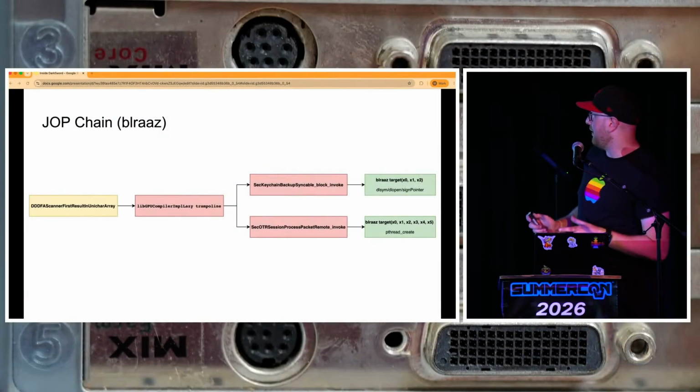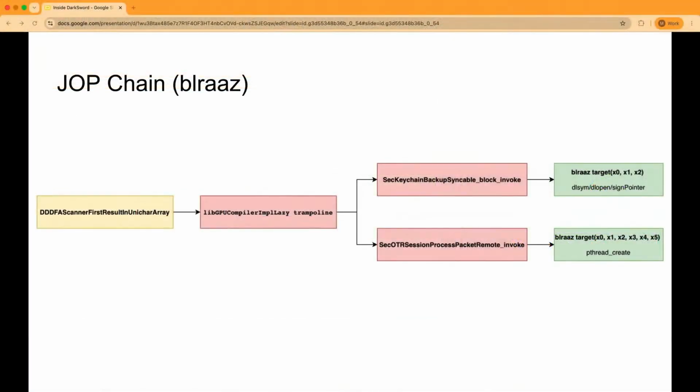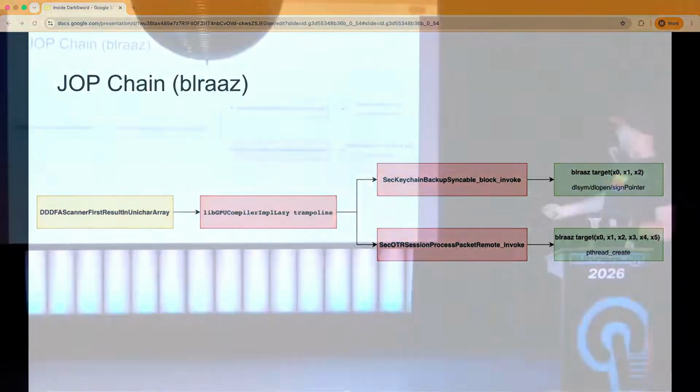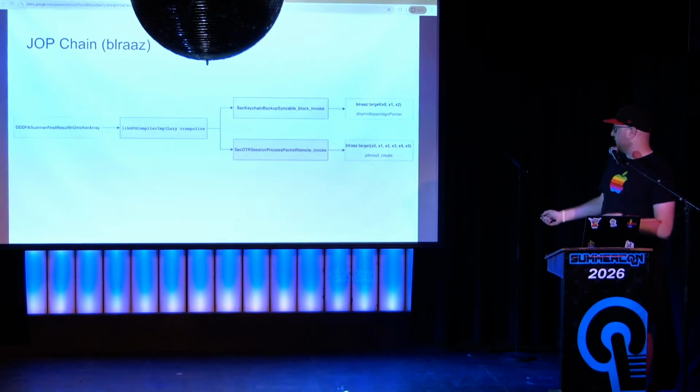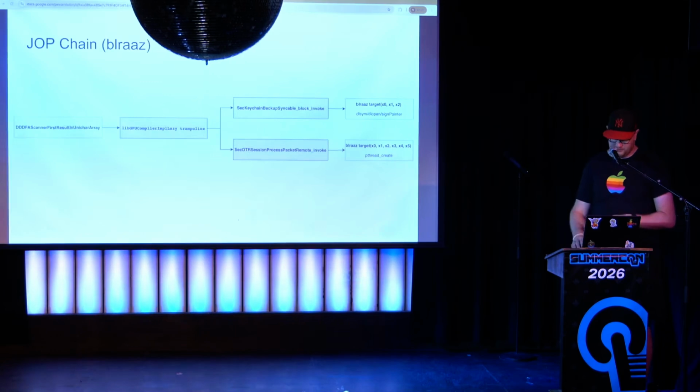So if we draw this up, this looks basically like I start first from my scanner, then I use my GPU compiler trampoline, and this allows me to have another call into x8, and then from x8 I can have my gsecurity object that contains the other function pointers, and x0 is always going to be used as the first argument, and then from x0 I can read the other arguments, and x0 in this case is my buffer with the other parts. So we can use the first part of the job chain in order to call dlsym, dlopen, and sign pointers, and we can use the second one in order to run pthread create.